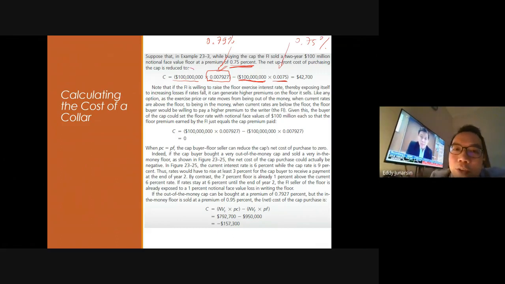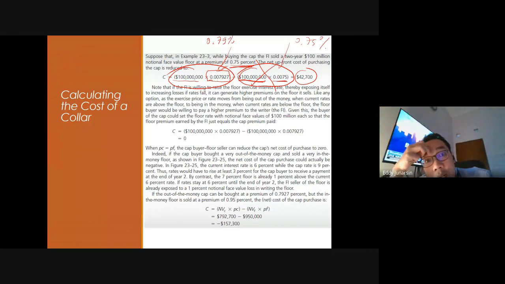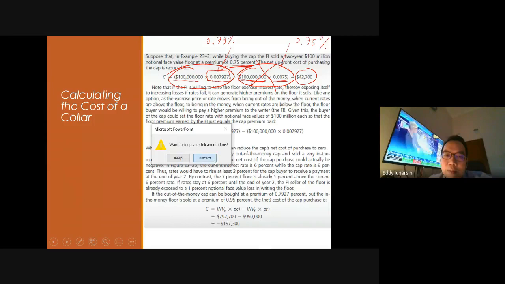So you pay for this one, right? But you earn money from this one. So your cost is now only 42,700, right? Instead of how much is it? Maybe 70,000, if we don't do this, then the cost of the cap would be about 79,000 something.